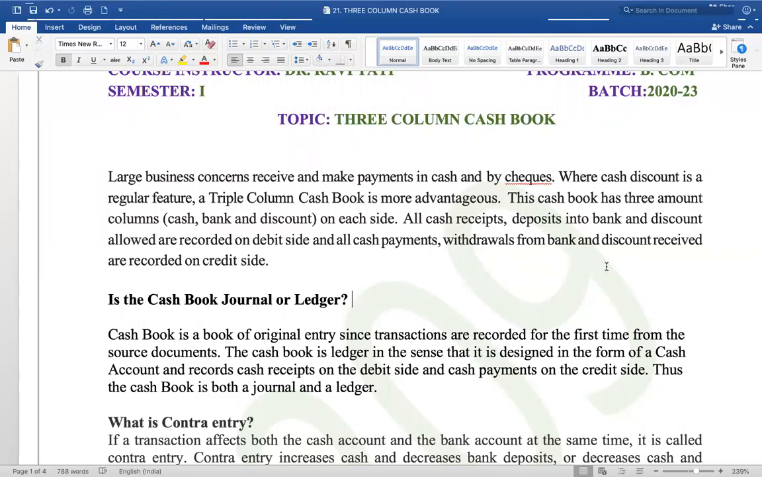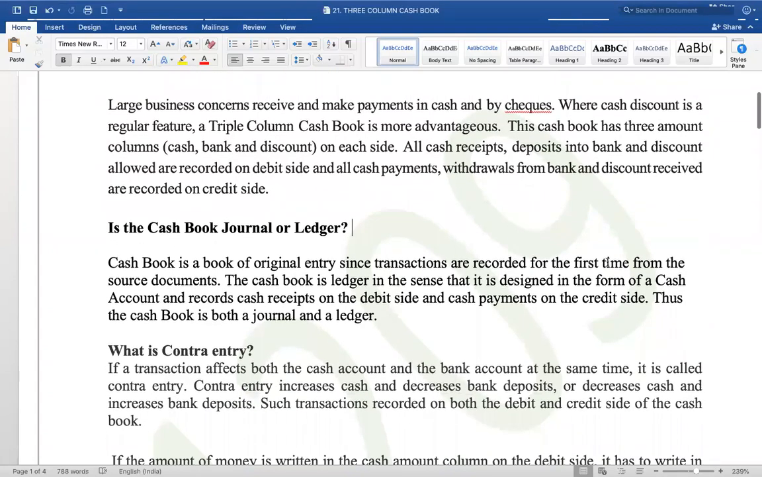Once again, I ask: is the cash book a journal or a ledger? You will come across a frequent question in your BOM: is management an art or science? It is both art and science. Just like that, is the cash book a journal or a ledger? The cash book is both a journal as well as a ledger.